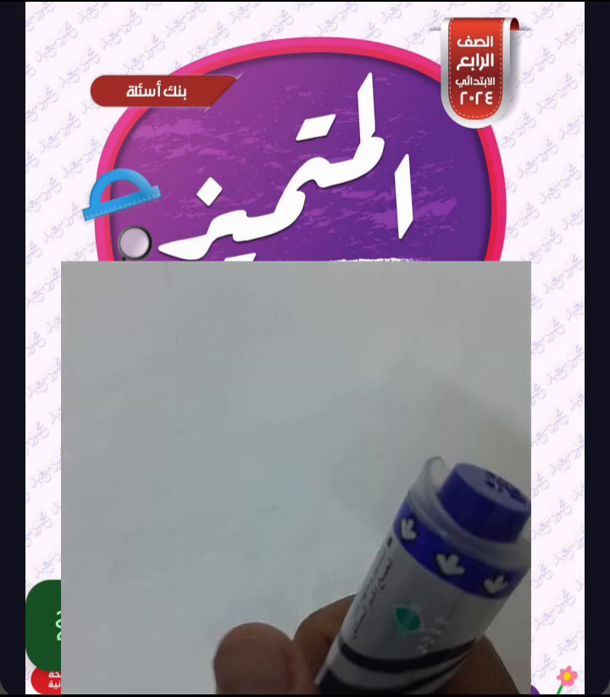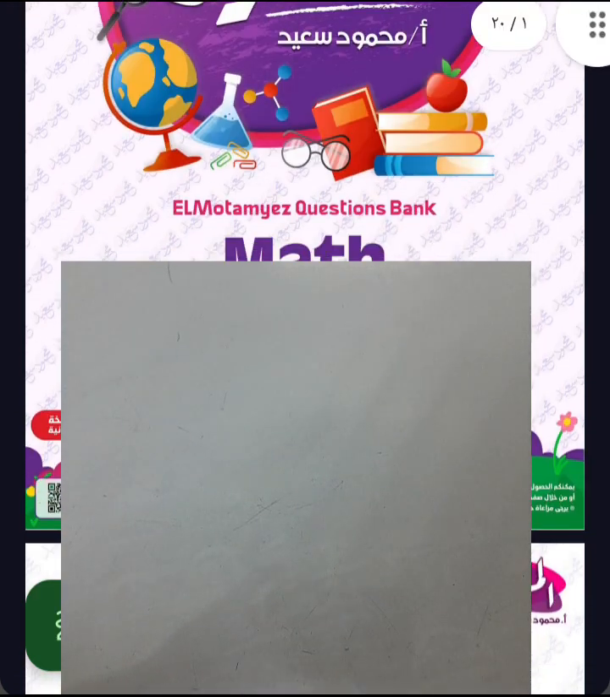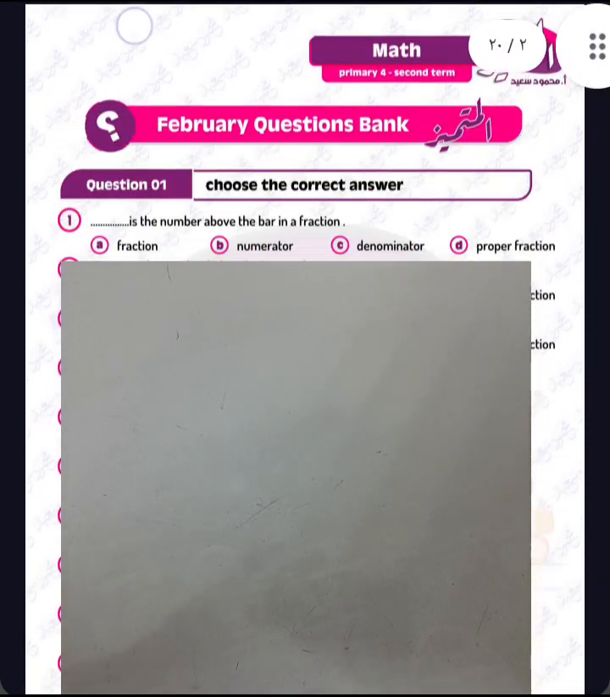Solve from المتميز book revision in this month, February month. Look with me at question number 1.